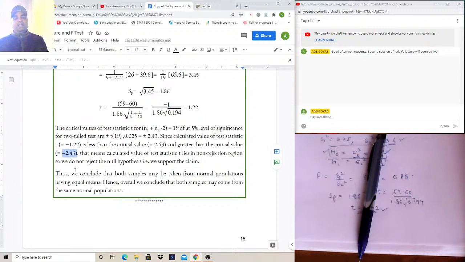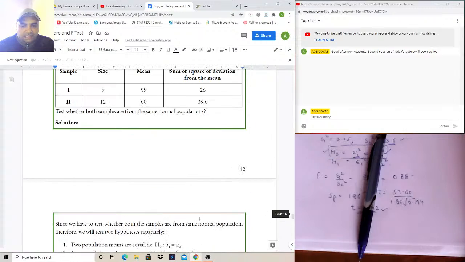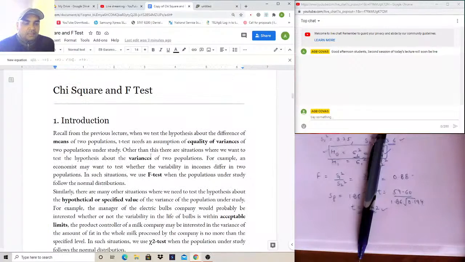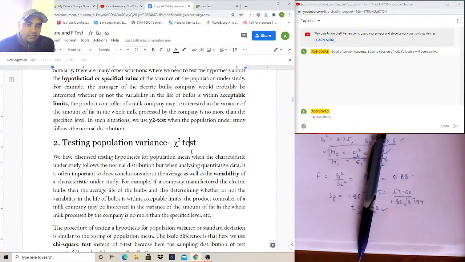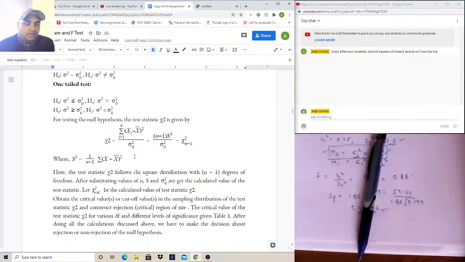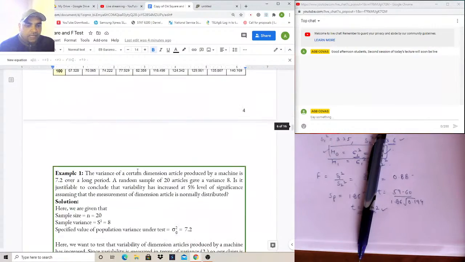So that completes our F test, and what we have seen in today's lecture is that the chi-square and F-test are generally used for comparing variances. Chi-square is used when we are already given a hypothetical or specified value, and in this we test the sample variance against a hypothetical variance. It follows a chi-square distribution table, which I have already given.